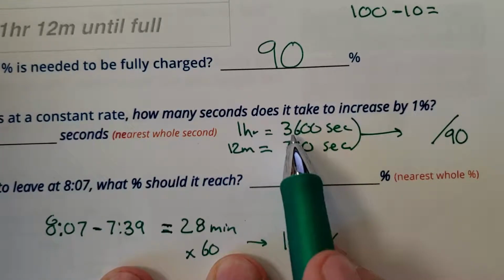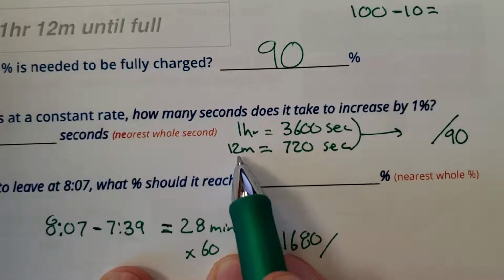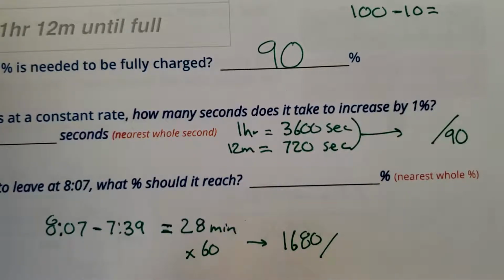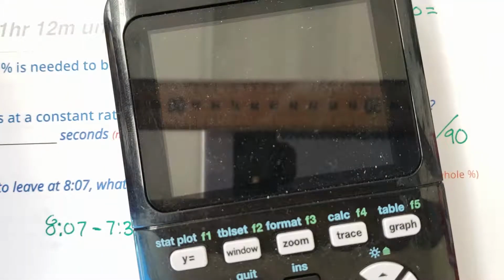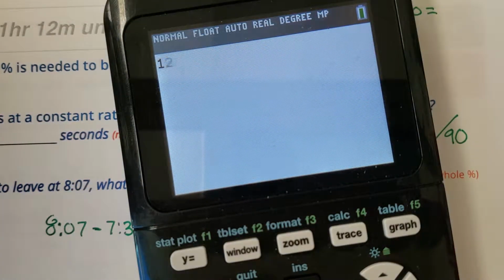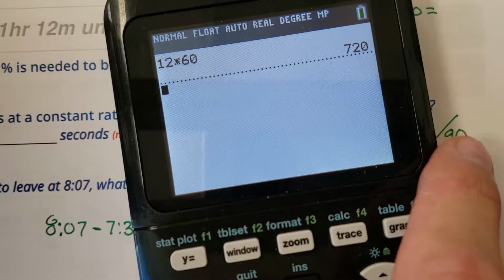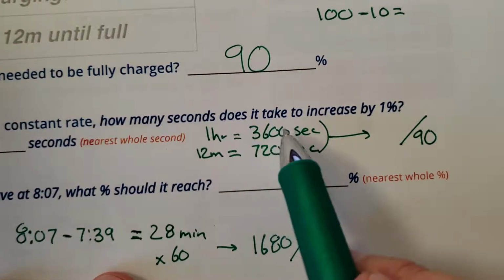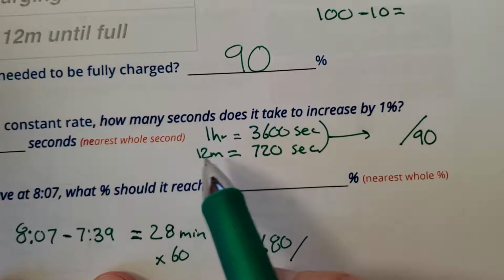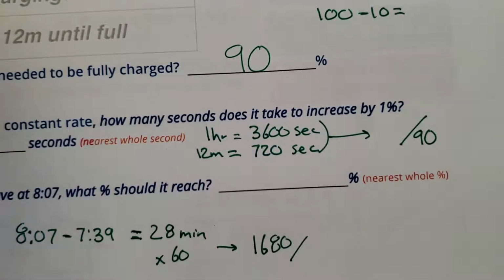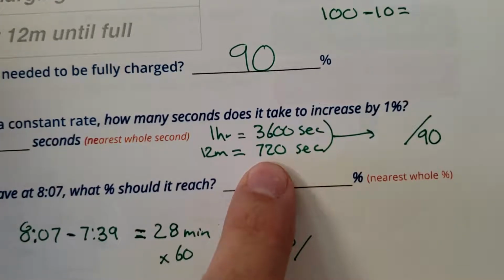So there's 3,600 seconds in 1 hour. In 12 minutes, there's this many seconds. How did I get that? I took 12 minutes times 60. Okay, 12 times 60. There we go. So I got my total seconds. 3,600 seconds is an hour, and then the other 12 minutes is another 720 seconds. So I got to find the total seconds.